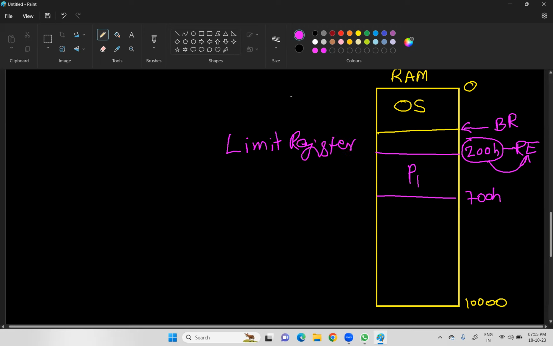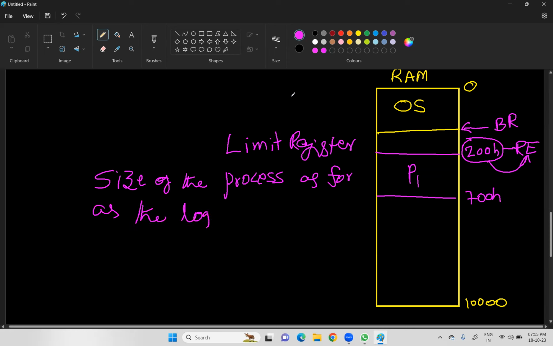What is the size of your process as far as the logical address space is concerned? The size of the process as far as the logical address space is considered.